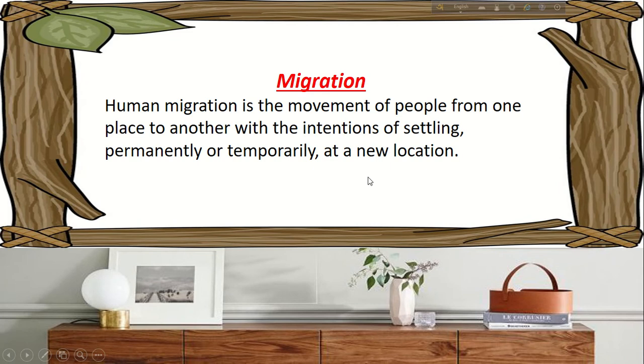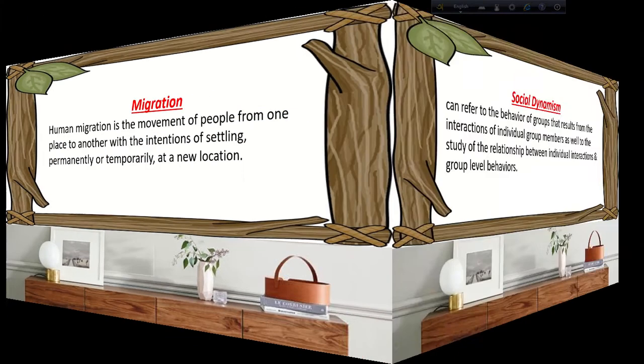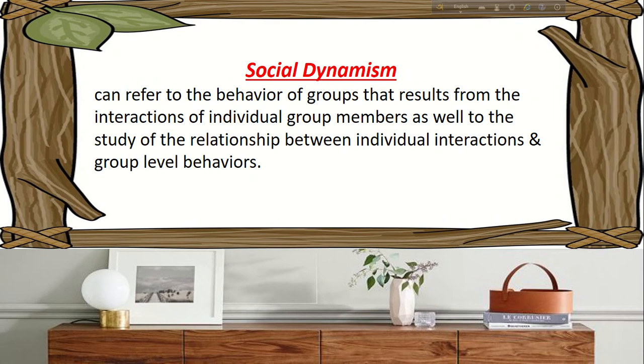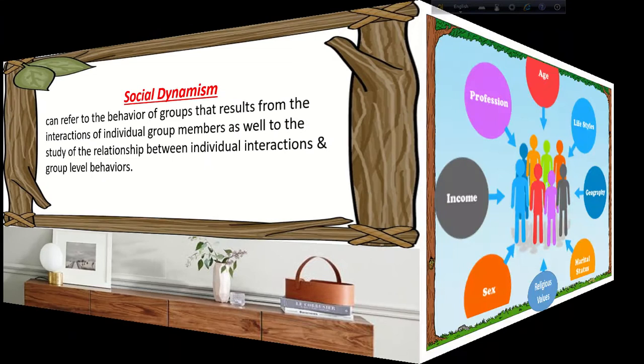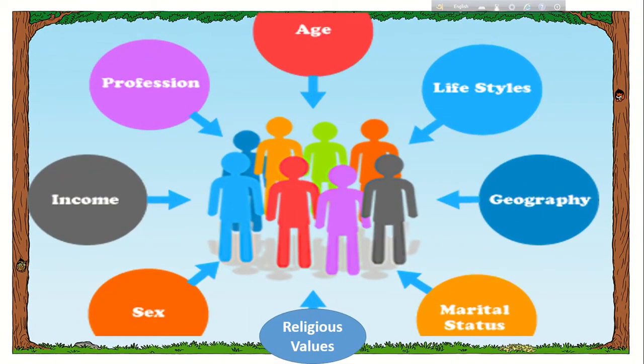Migration. Human migration is the movement of people from one place to another with the intention of settling permanently or temporarily at a new location. There are 2 major types of migration. Later on, in my next lecture, I will tell you about migration. Social dynamism can refer to the behaviors of groups that result from the interactions of individual group members, as well as to the study of the relationship between individual interactions and group level behaviors. And the other factors are also related with these major 4 factors.